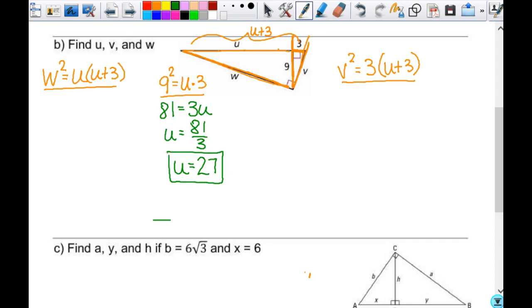Now, again, I don't want to distribute and get U squared times 3U, because that's actually going to make my life more difficult. It's not really wrong. It's just not the best way to do it. And we want to learn how to do things a little bit smarter and not harder. So we're going to take this 27, and I can substitute it in for U in both places. So now that gives me W squared equals 27 times 27 plus 3. Now, can I distribute 27 at this point?